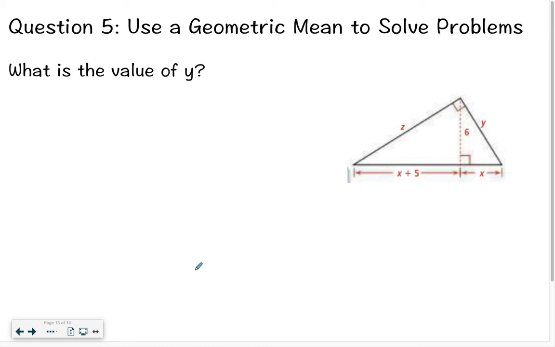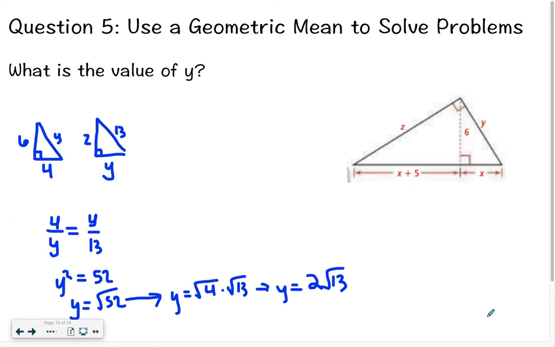Good luck. All right, and then hopefully for this problem, when you were solving for the value of y, you were able to split up the triangles, and you said, okay, I have that smaller triangle, I have 6, and then x we already said was 4, so this is 4, and then y. And then you were able to look at the entire triangle, and we have z, y, and then if I plug 4 in, x plus 5, so 4 plus 5 plus 4 is 13. So this whole length is 13.